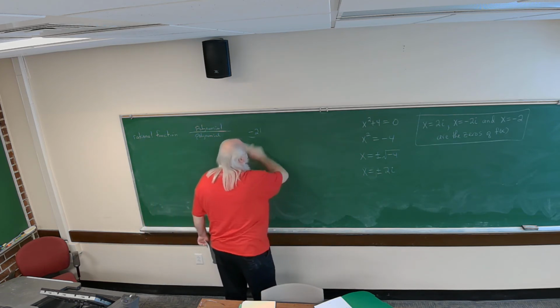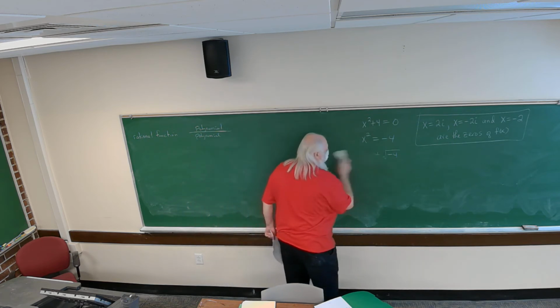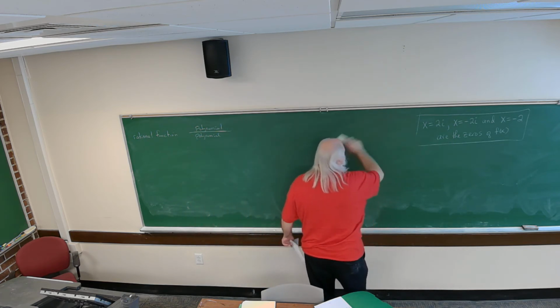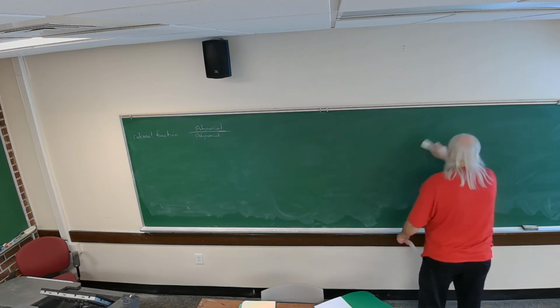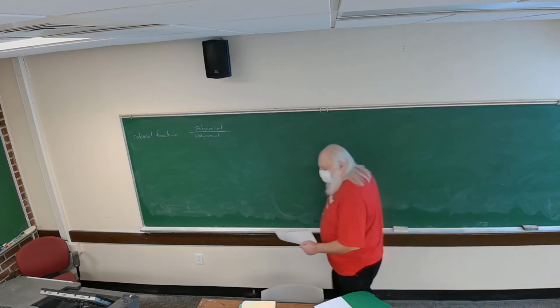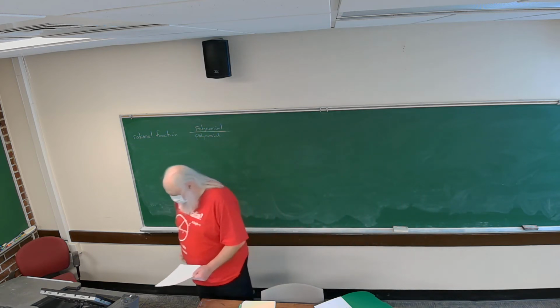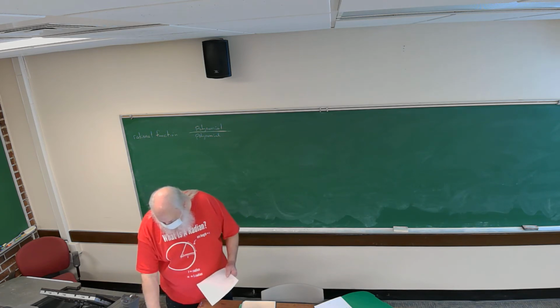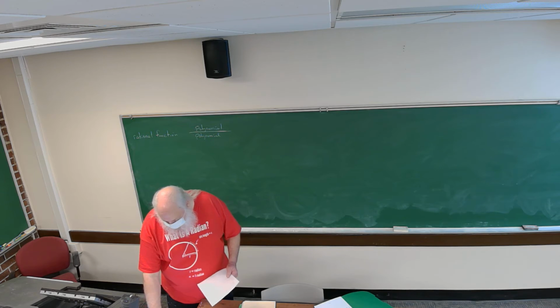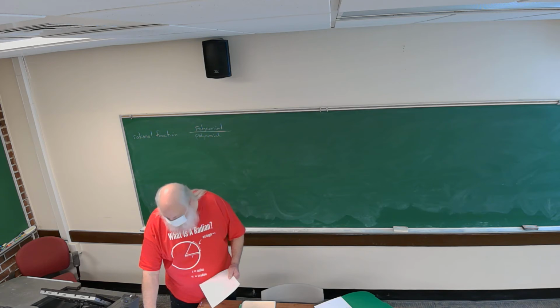There are no square roots or anything else, just two polynomials. So in example 1, f of x is a rational function. The numerator is a polynomial of degree 1, and the denominator is a polynomial of degree 2. And then in b, the numerator is a polynomial of degree 3, and the denominator is a polynomial of degree 2.